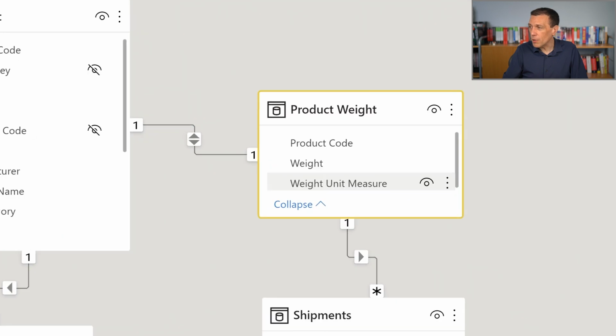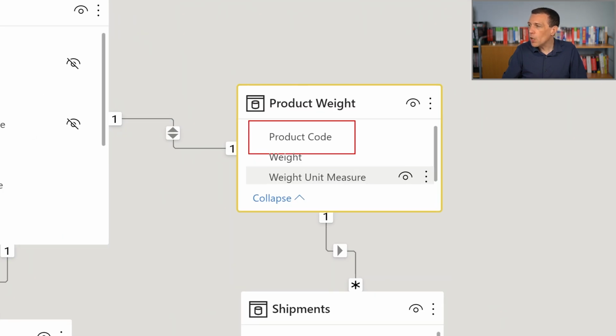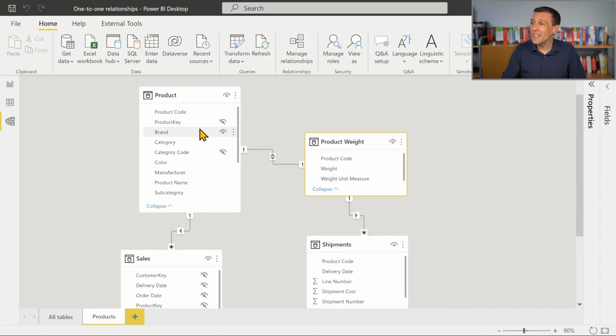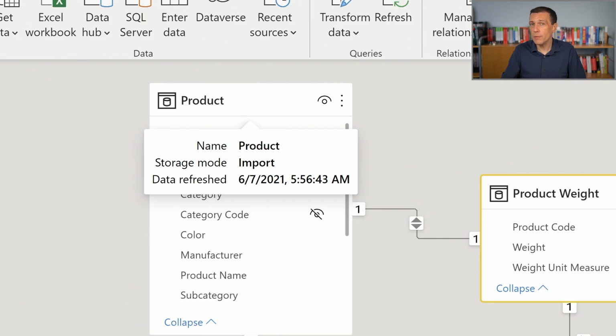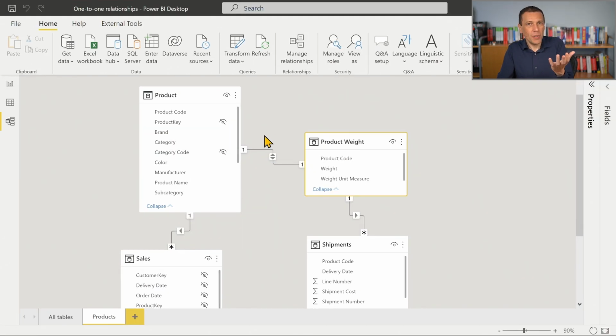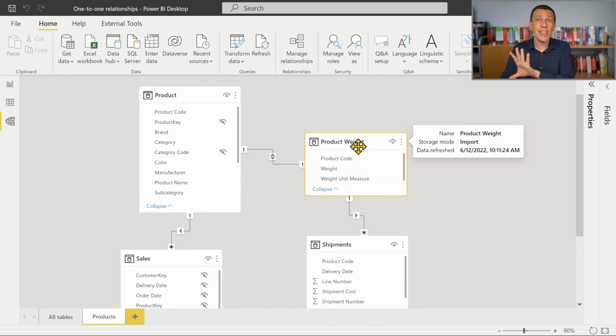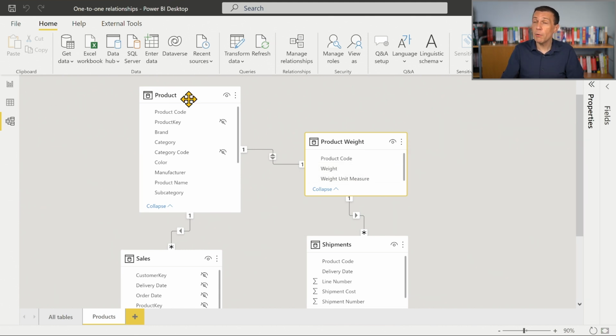Is it possible that I have a product code in the product weight table that doesn't exist in the product table? Well, I don't know. You have to know that. In my case, for this specific model, I know that the presence of a product code in a product weight table without a corresponding row in the product table would be a mistake, would be an error.